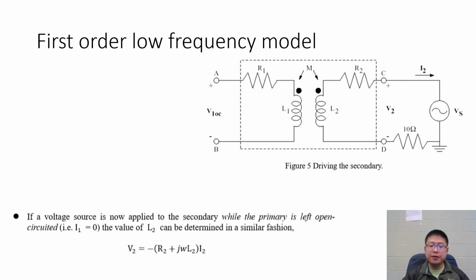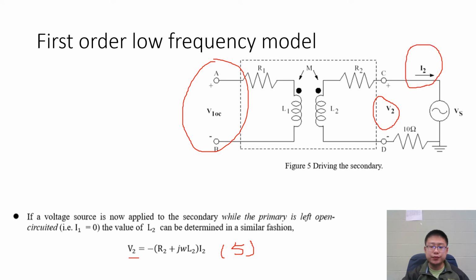The second open circuit test, we open circuit the primary side and connect the secondary side with the function generator. And we apply KVL on the secondary side. We can obtain equation 5. In this equation, we can measure V2, and we can also measure I2. And R2 is already measured, omega is known. L2 is the only unknown variable, so we can use equation 5 to calculate L2.